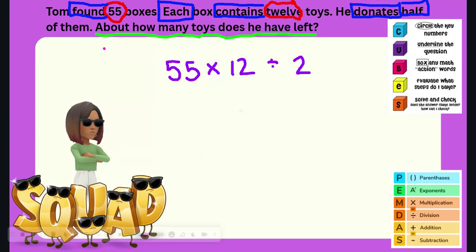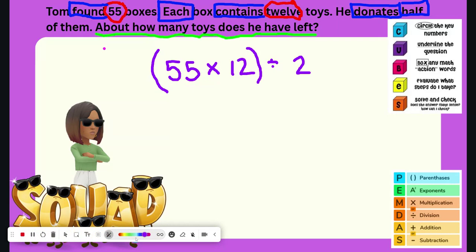But remember, we have to figure out how many toys there are total first before we can donate half of them. So that means you should have put parentheses around 55 and 12, and then we can donate half, which is divided by 2, and figure out how many there are left. So if your expression looks like this, way to go. Give yourself a pat on the back.